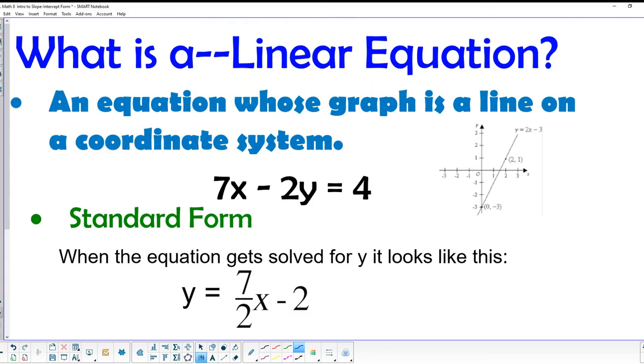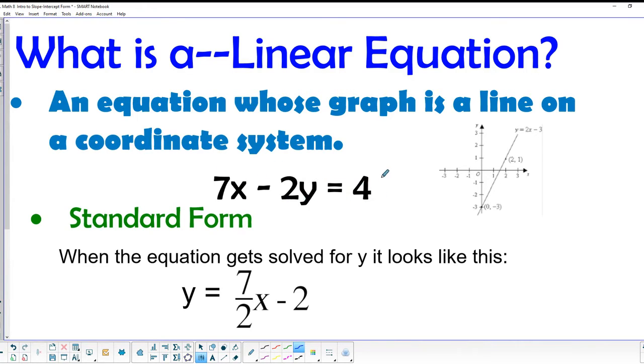What is a linear equation? Well, a linear equation is an equation whose graph is a line on a coordinate system. So if you actually graph it, you get a sloped line. That's kind of a crazy idea, isn't it? For example, here's a linear equation. Linear equations usually have two variables, no exponents other than 1, and they look something like this.